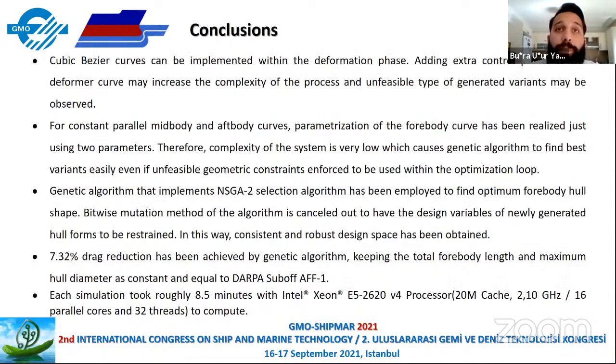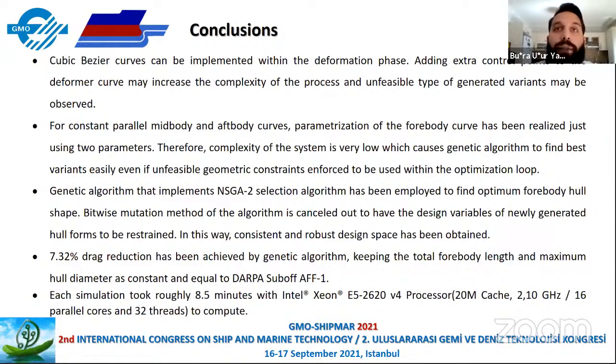The conclusions of this present study are that cubic Bezier curves can be implemented within the deformation phase. Adding extra control points to the deformer curve may increase the complexity of the process, and unfeasible types of generated variants may be observed. For constant parallel mid-body and aft-body curves, parameterization of a forebody curve has been realized using just two parameters. Therefore, the complexity of the system is very low, which causes the genetic algorithm to find the best variant easily, even if unfeasible geometric constraints are enforced within the optimization loop.